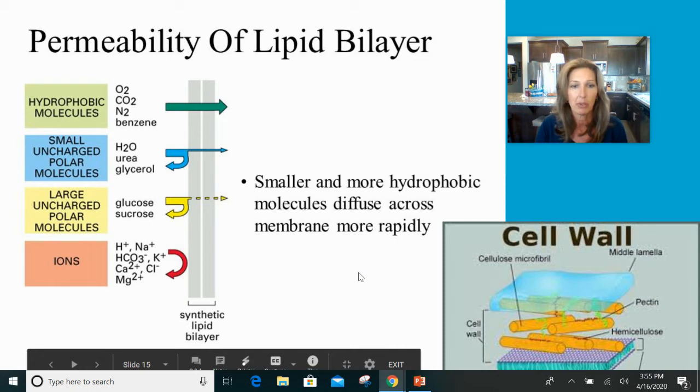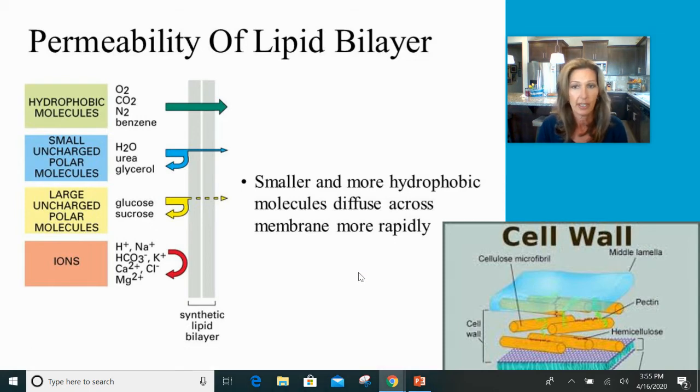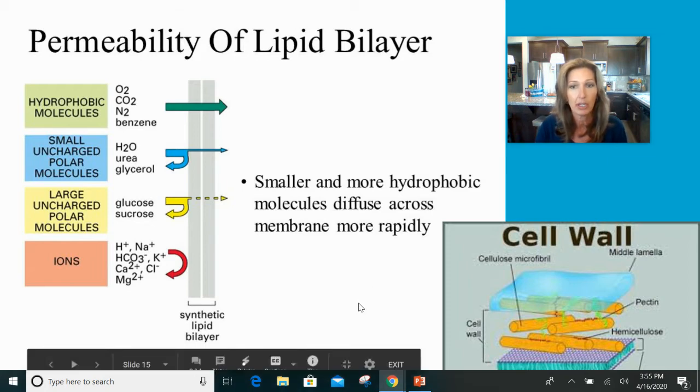But then also remember that fungus, so all of your fungi are going to have a plasma membrane and then a cell wall, and then you're also going to have some prokaryotes. There are some prokaryotes that also have cell walls as well. So just keep that in mind.